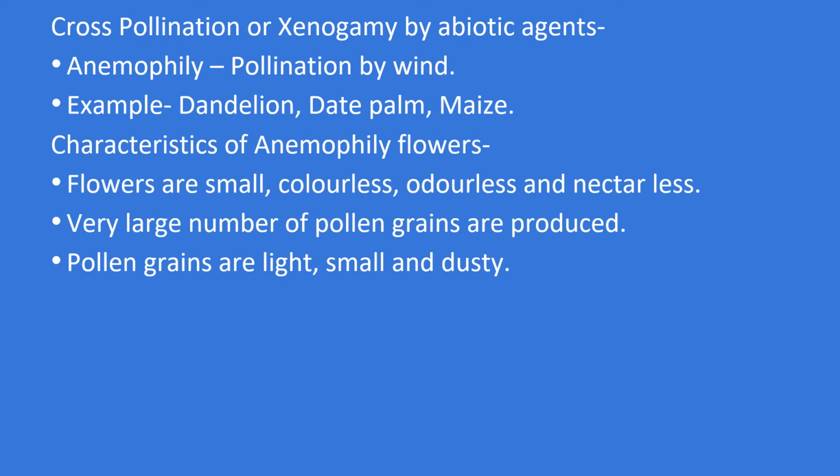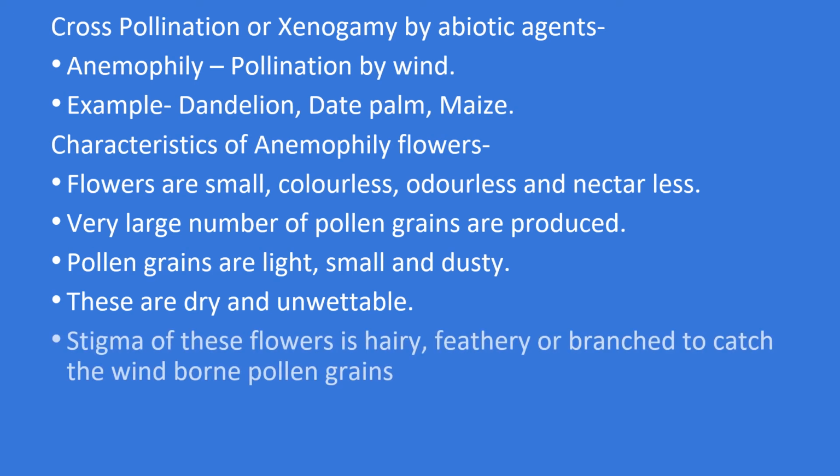A very large number of pollen grains are produced. Why? Because they have to travel from one place to another, so the certainty of pollination is ensured when a large number of pollen grains are produced. Pollen grains here are light, small and dusty. These are also dry and unwettable. The stigma of these flowers is generally large to catch the pollen grains. They are also feathery or branched to catch the wind-borne pollen grains.